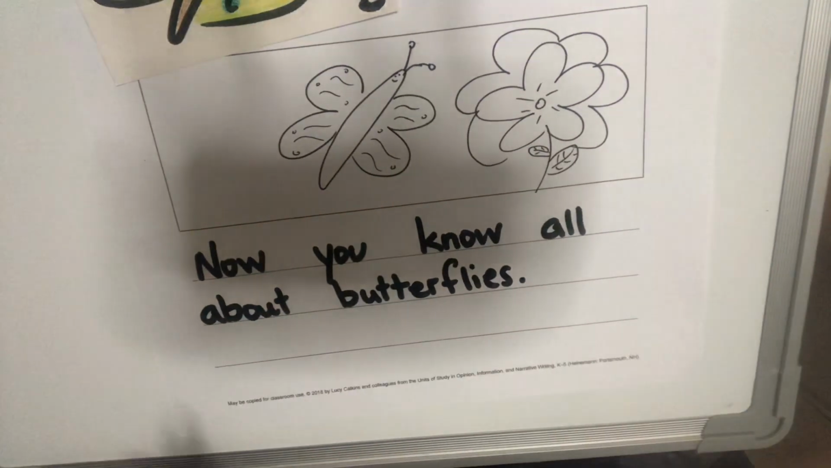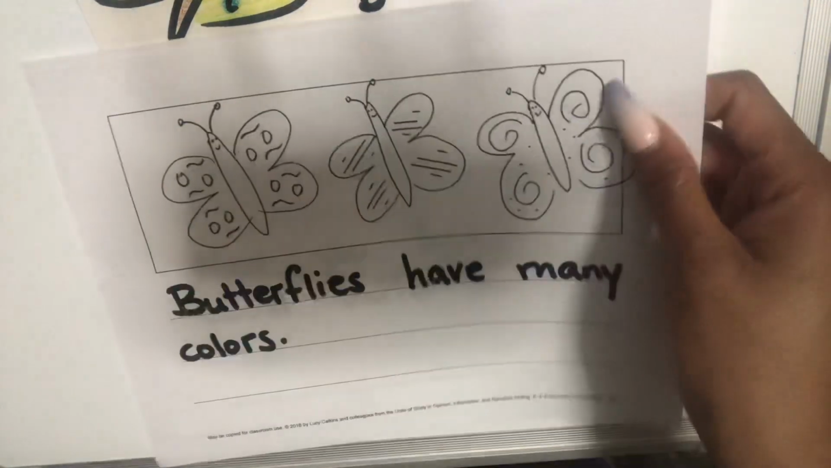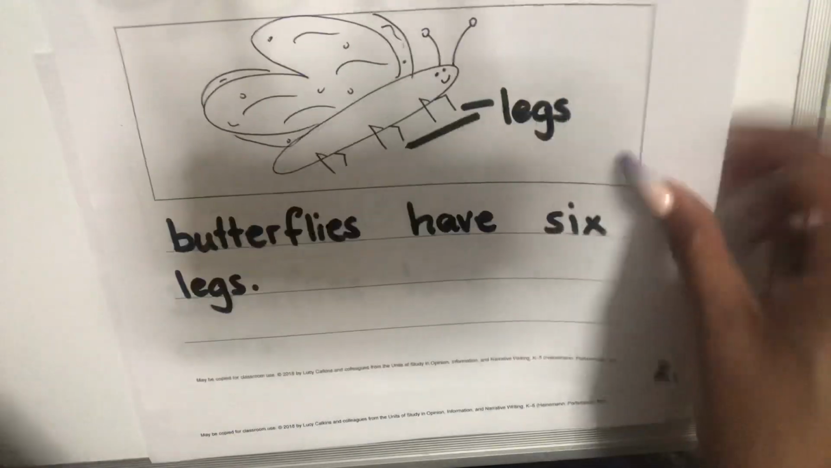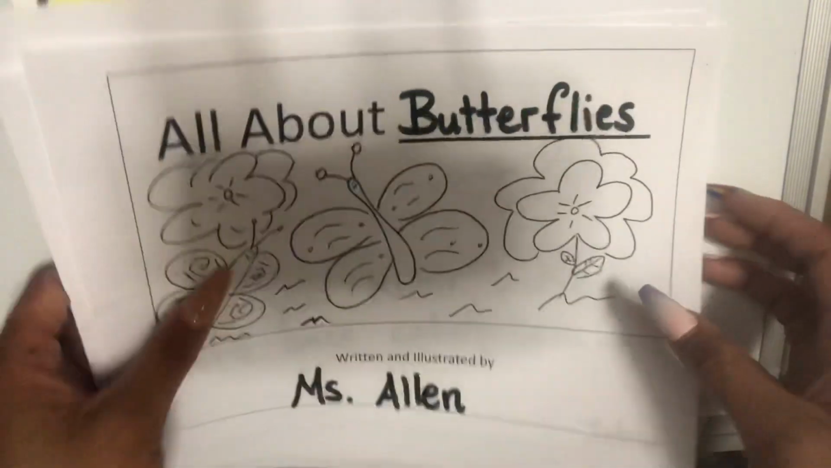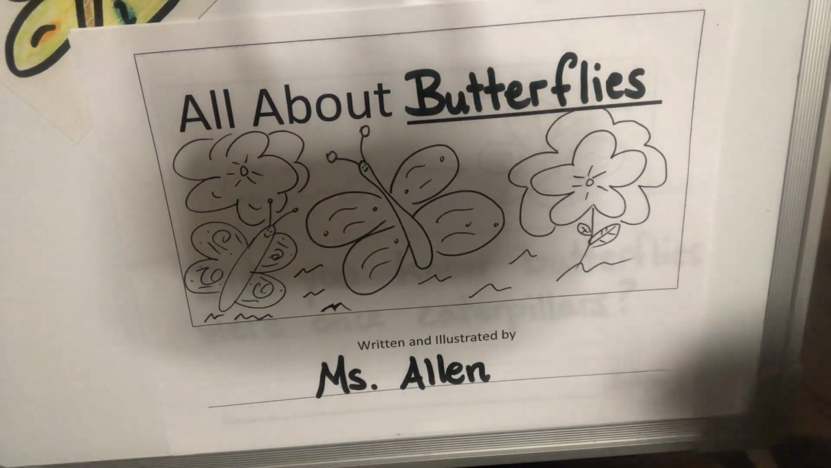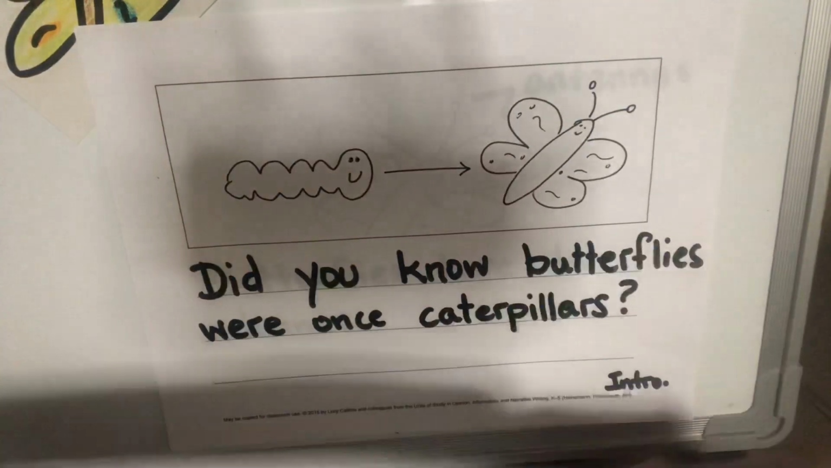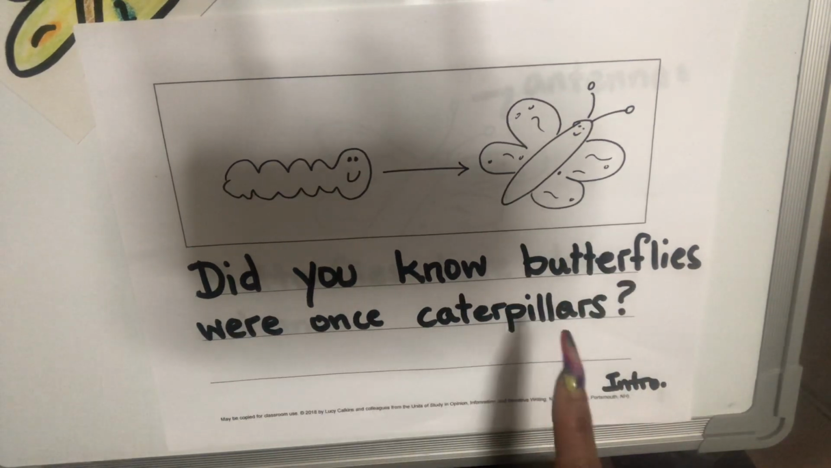Because this is an all about book. Remember, we are teaching our readers all about a topic. So let's reread our book and make sure that we have labels and a sentence on each page. So all about butterflies by me, Miss Allen. Have my caterpillar. Did you know butterflies were once caterpillars?